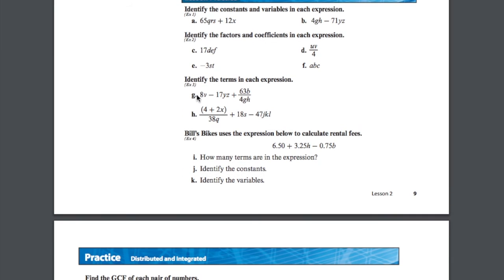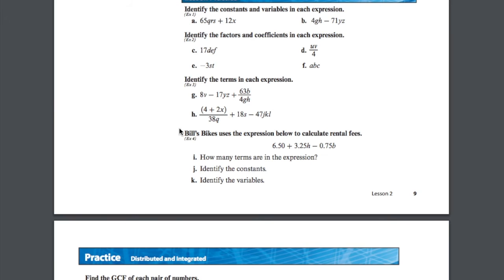G and H ask us to identify the terms in each expression. You'd simply say that this is the first term, this is the second term, and this is the third term. They're separated again by that plus or minus sign. So 1, 2, 3 terms in the expression, and in the order that they are is the first, second, and third.